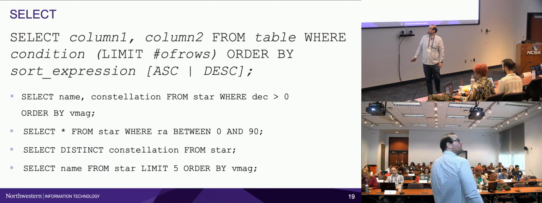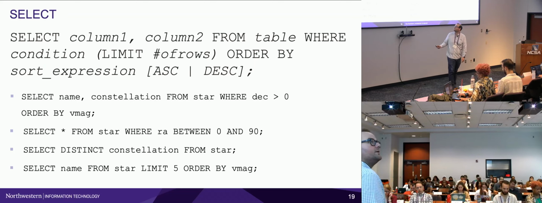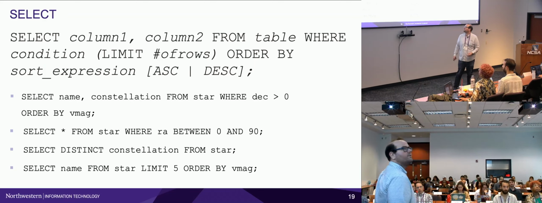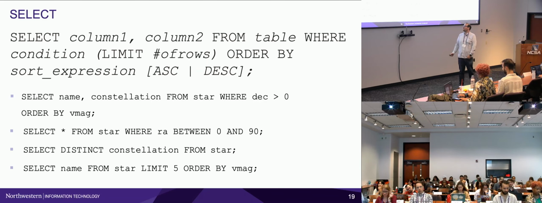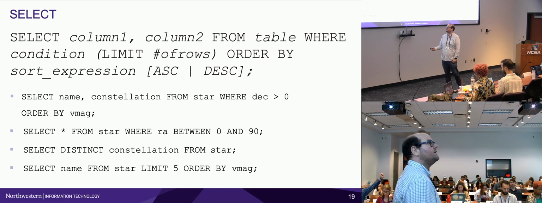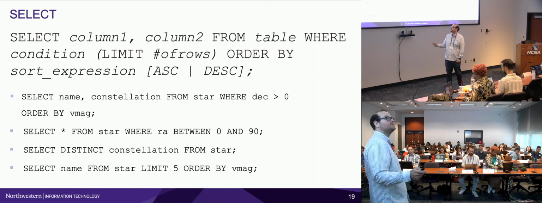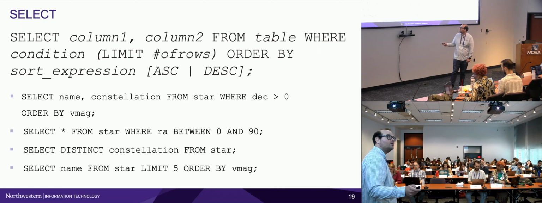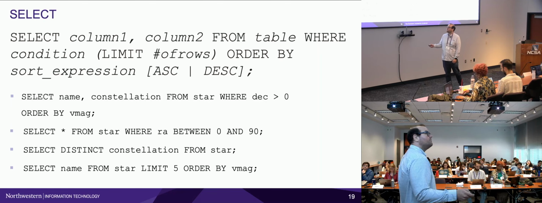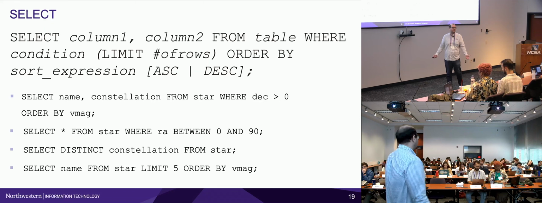Okay, so now, because we only got five minutes, I just want to show again some of the language you would use to interface with these tables. If I wanted to get the columns name and constellation from the table star, where dec is greater than 0, and I want to order it by the column vmag, this is how you would do that in SQL, essentially.